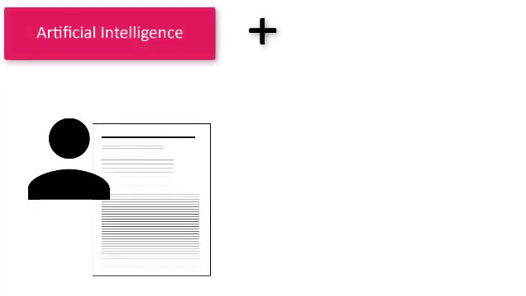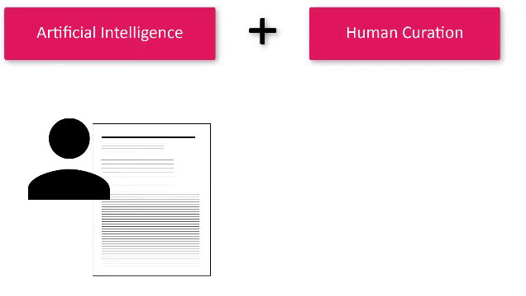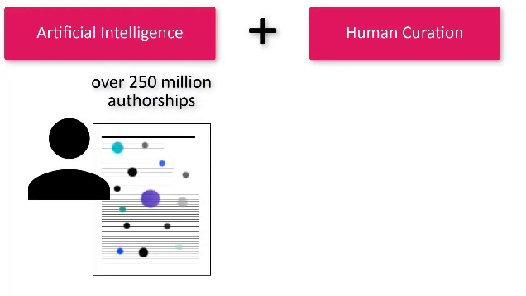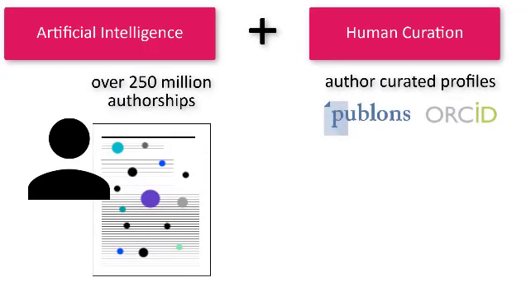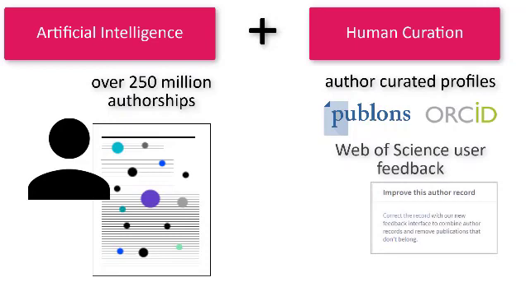Web of Science uses a combination of artificial intelligence and human curation to disambiguate authors. Our algorithm computes over 250 million authorships from the Web of Science core collection and uses over 40 features to determine the likelihood that two publications belong to the same author, including name matching, affiliation, citation behavior, and co-authorship patterns. This is paired with verified author input from Publons and ORCID, which use numerical identifiers, as well as feedback from the global Web of Science user community, which enables the algorithm to learn and improve author data.